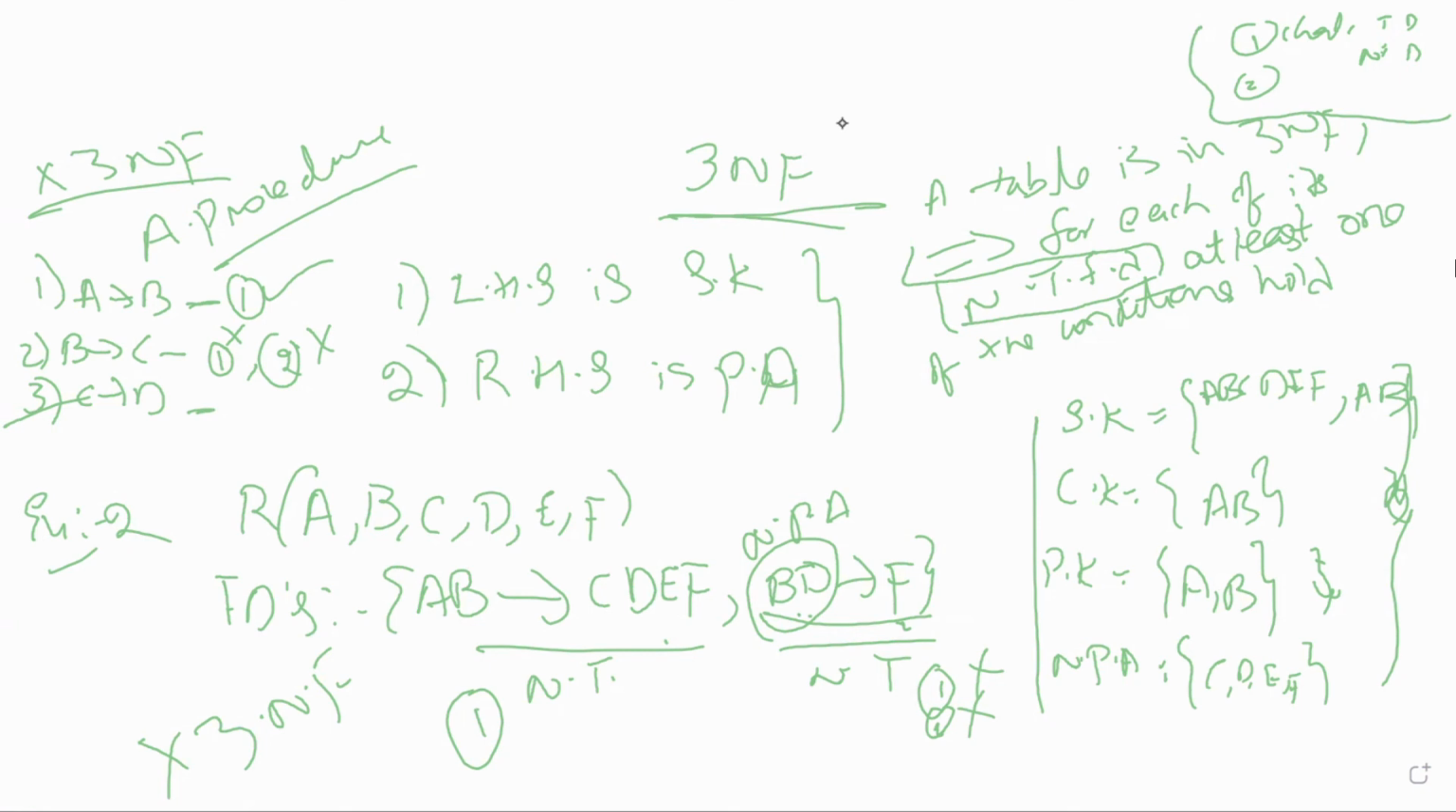Ma'am, from these two conditions, if it satisfies only one condition, it is not in 3NF? If it satisfies two conditions, then only it is in 3NF? No, see, that is what I wrote here. If at least one of the conditions holds, it will be in 3NF. But we are going to check these two on the NTFDs, non-trivial functional dependencies. At least one is enough. Got it?